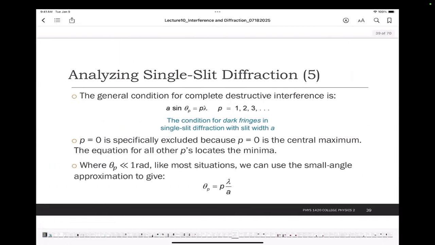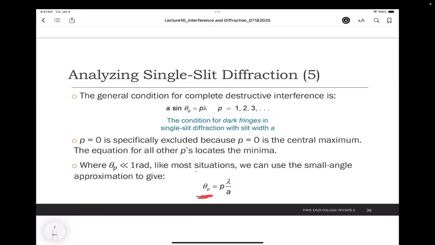Yeah, because we know theta is very small, in most situations. Which means lambda divided by A will be very small. Am I right? Does it make sense to you? Which means lambda should be much smaller than A.